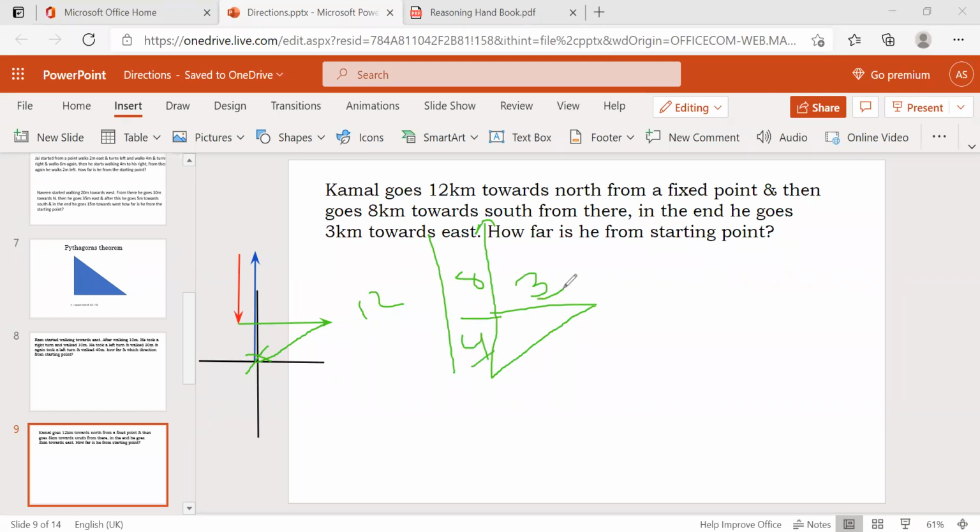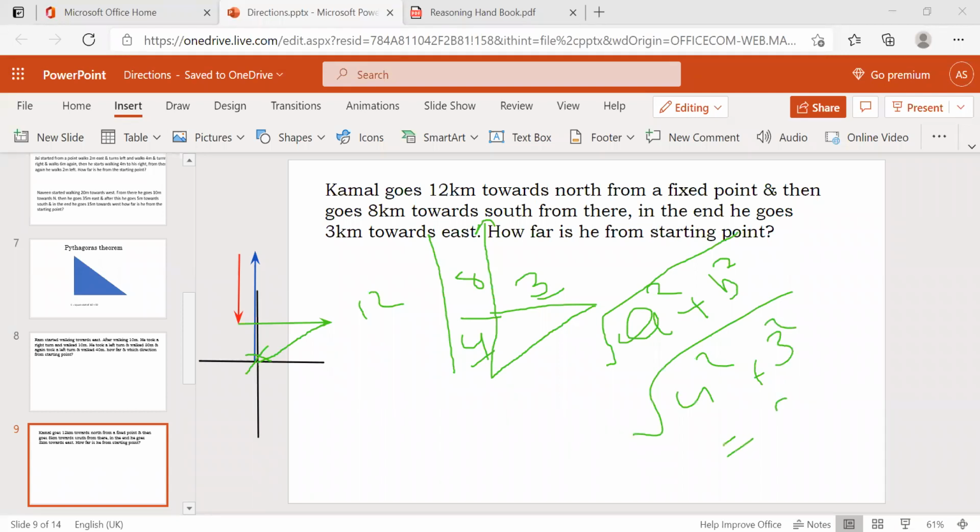So 4 and 3. So a square plus b square in the root. So what's the a? 4 square plus b square. B is nothing but 3 square. So it's nothing but 16 plus 9, 25. Root 25 is nothing but 5 kilometers. 5 kilometers far it is. This one. Okay. Is it clear? Yeah, nice. Good answers. Now, move to the next question.